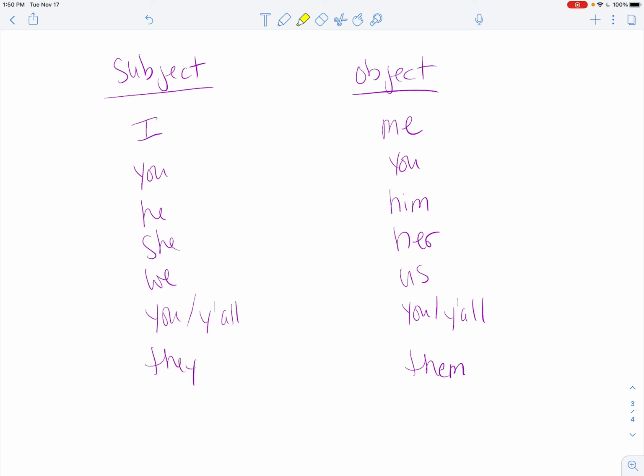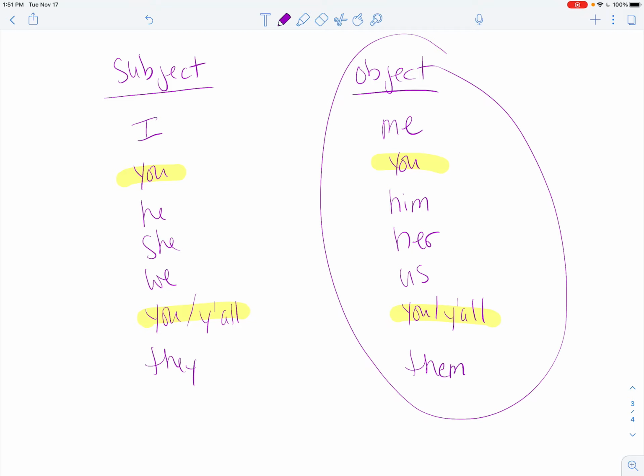And you'll notice that there's some that are the same. It's going to be you, whether it's the subject or the object, or the you or y'all, whether it's the subject or the object. But they differ for the I versus me, he, him, she, her, we, us, and they, them. The ones that we're going to be doing today are these object pronouns. And these are the ones that refer to people. There are a few others that we'll add in as well.